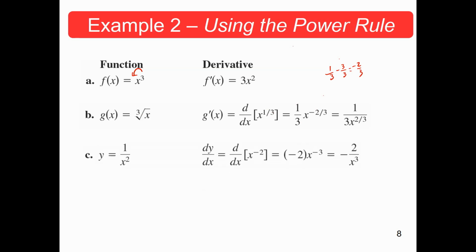Next one, y equals 1 over x squared. Not in the form that I want, right? I need to have this as x to some power. Well, I can just bring this up and make the exponent negative. Now I'll multiply the negative 2 out front. X, decrease it by 1. Remember, what's negative 2 minus 1? That's negative 3. Don't tell me that that's negative 1. So we wind up with negative 2 over x cubed.